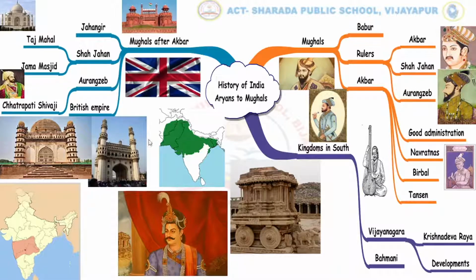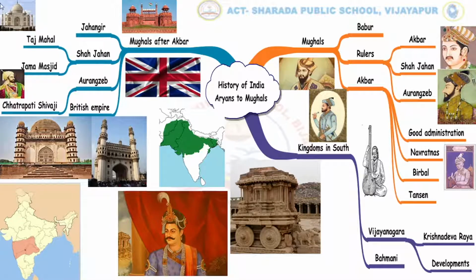Now we will learn a few more details of the Mughal Empire after the rule of Akbar. Jahangir was the emperor after Akbar, and then Jahangir's son Shah Jahan was the emperor of the Mughal Empire.